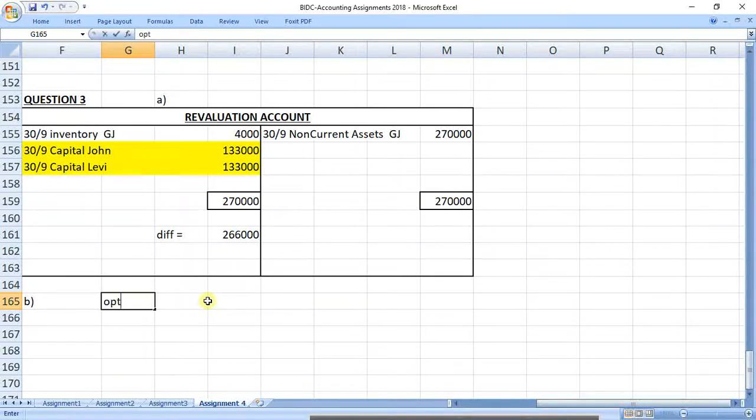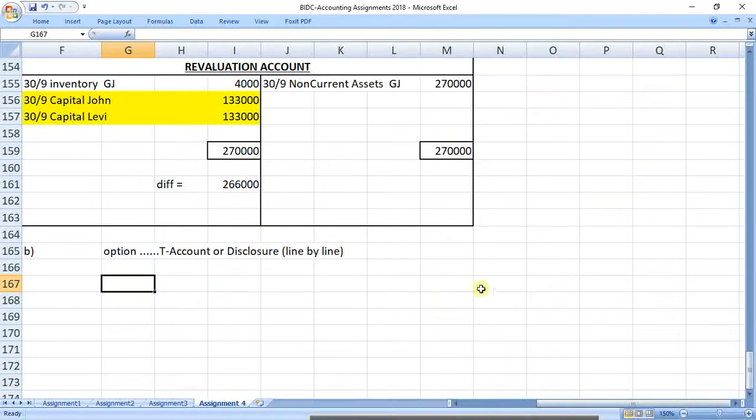So the options here are a T account, or a disclosure line item, line by line. Both are acceptable. They don't specify which you should be using, which is a problem, because they should be a little bit more precise so that you know what to do. I know that last year, when we did things as a T account, they didn't mark it right, because they wanted the line item. But it was exactly the same thing.